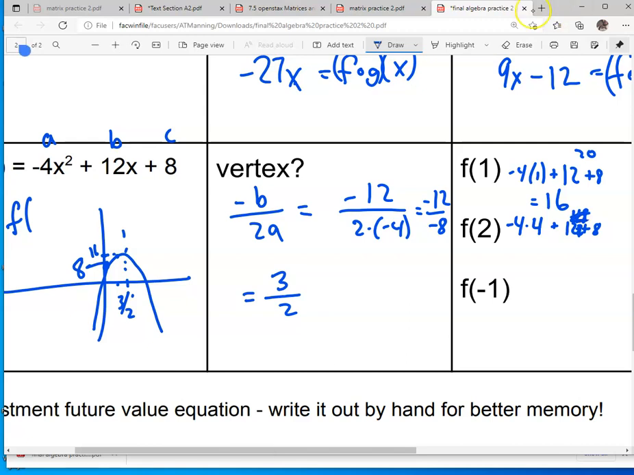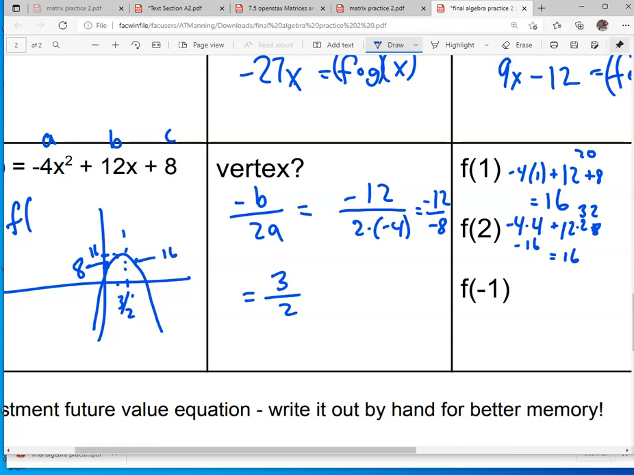Let's fix that. Forgot what my value of x was. Plus 12 times 2 plus 8. Well, that's 24 plus 8. That's 32. Negative 16 plus 32 is 16. Oh, look at that. f of 2 comes back down to about 16.